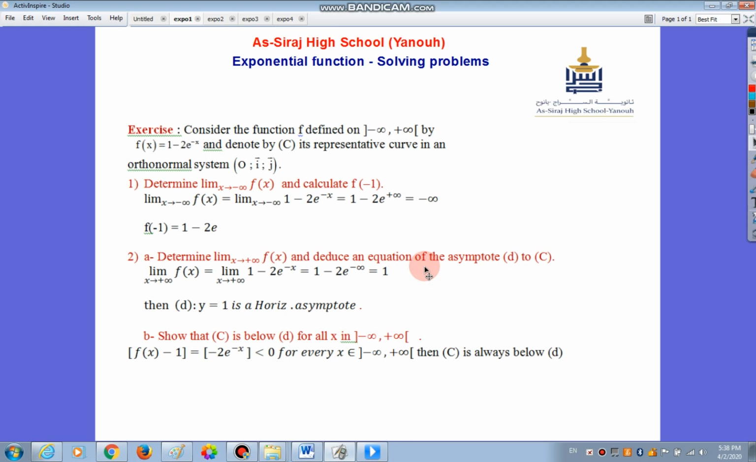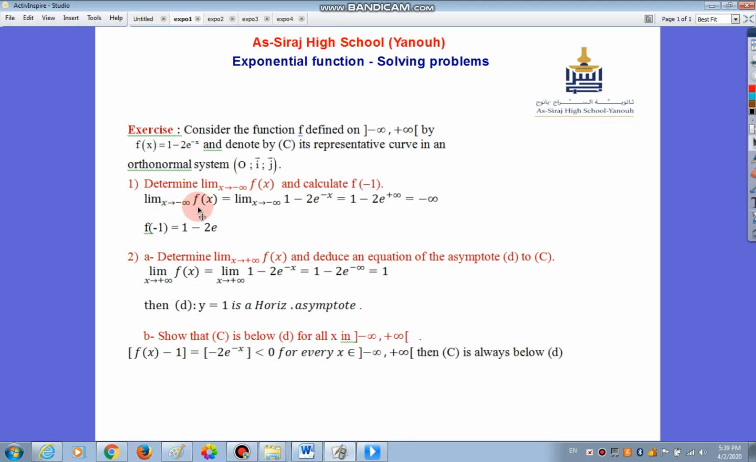Consider the function f defined on minus infinity to plus infinity by f(x) equals 1 minus 2e power minus x, and denote by C its representative curve in an orthonormal system. The first part: determine the limit of f(x) as x tends to minus infinity and calculate f of minus 1.